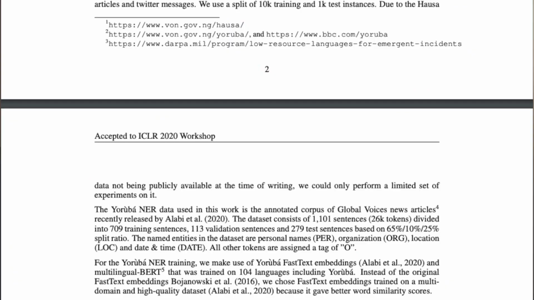The Yoruba dataset, on the other hand, has 1,101 sentences, which was split into a 65, 10, 25% train-val-test split. Now the Yoruba dataset only has 5 different types of entities: person, location, organization, date, and others. The authors also decided to use the Yoruba-specific fastText word embeddings because they give better word similarity scores.